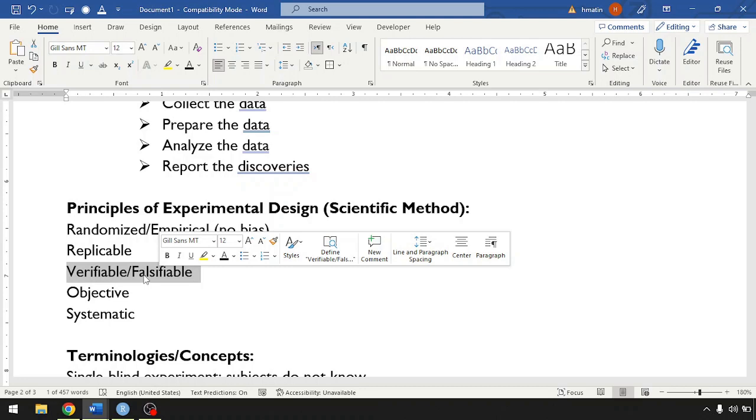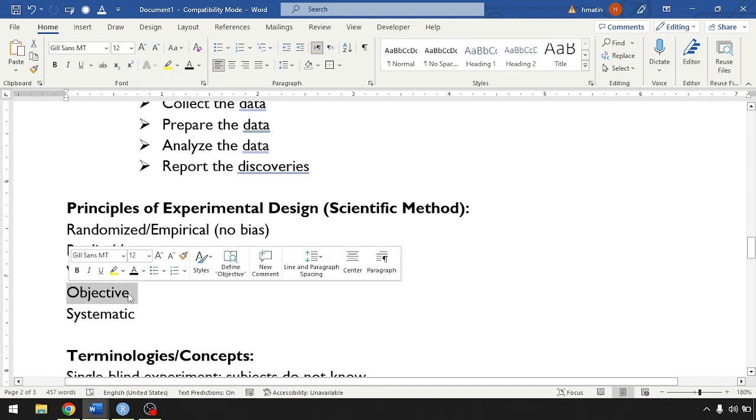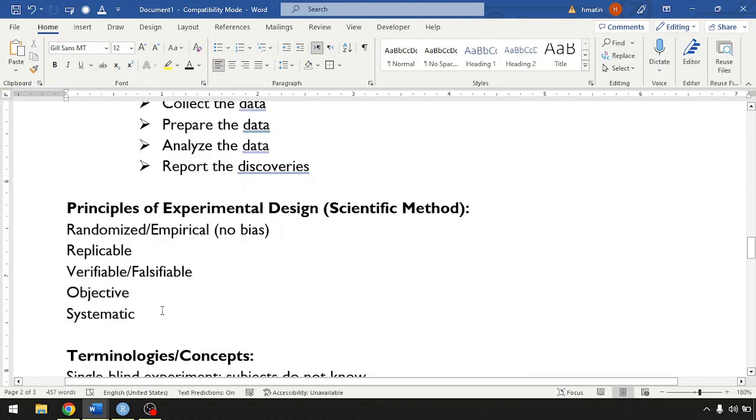It has to have the essence of verifiability and falsifiability. So if somebody verifies it or if somebody falsifies it, then it is okay. It is part of a scientific method. Objective is again when your study must be objective. There should be no involvement of sentiments or subjectivity or bias or feelings, nothing of that sort. It's science. It's zeros and ones. And systematic, that it has to follow a set of methods and techniques to get to a scientific result.